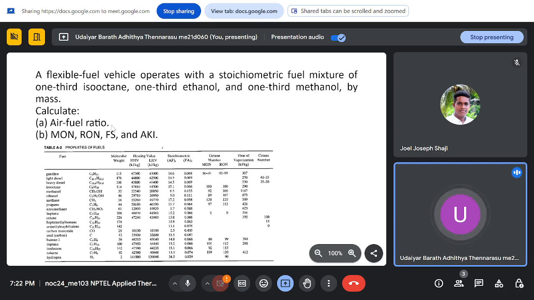So any questions on the previous one? So this is the final problem which I have.